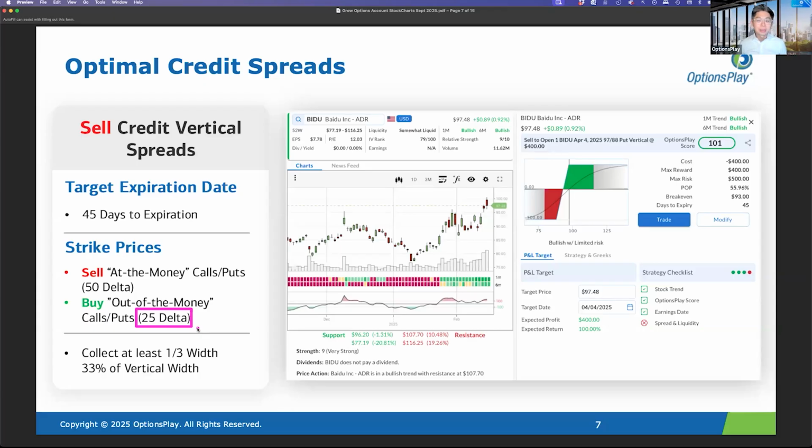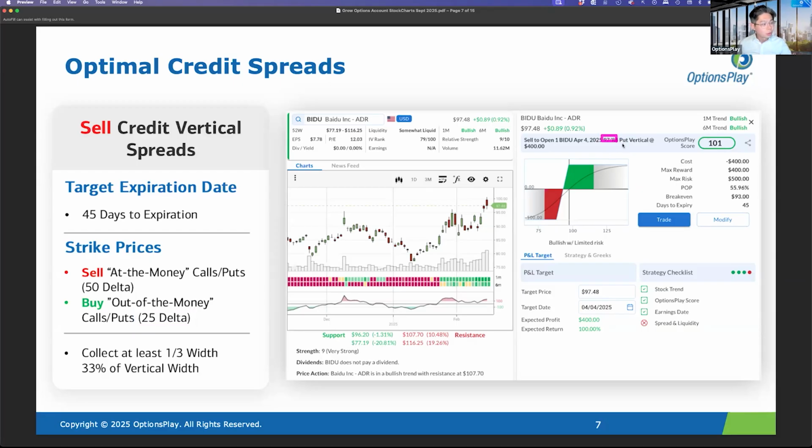If you don't know what that means, that's okay. A 25 delta put just means that we're picking a strike price where there's about a 25% chance the stock will be below that price at expiration. So for Baidu, at the time, the $88 put was going to be the 25 delta put option.